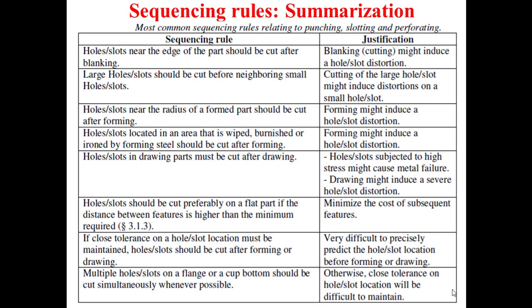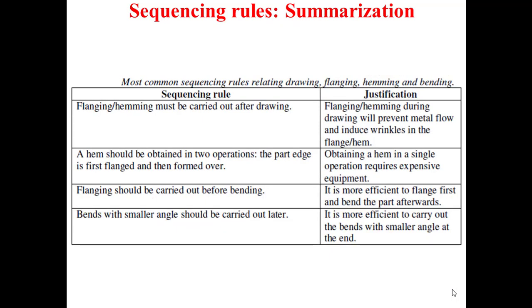Now, as you can see, this table summarizes the most common sequencing rules relating to the operations of punching, slotting, and perforating, which are the operations permitting to obtain the sharing features. And this table summarizes the most common sequencing rules relating to drawing, flanging, hemming, and bending, which are the operations permitting to obtain drawing features and forming features.